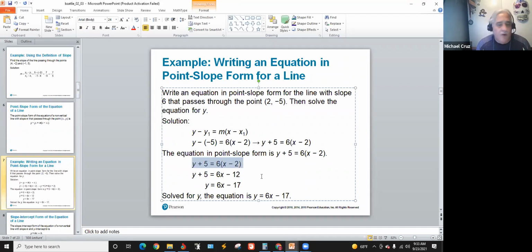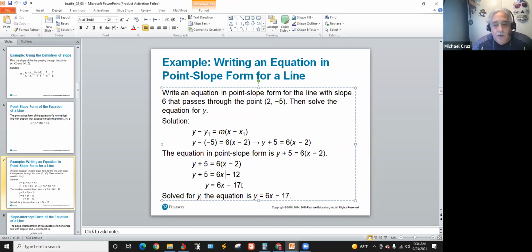Now, usually you're not going to want to keep it in that form. You'll put it in one of two forms, usually what they call the y equals mx plus b format. In other words, you solve it for y. So what you have to do is simplify this part. 6 times x is 6x. 6 times negative 2 is negative 12. And then the plus 5, you subtract 5 from 12 to get y equals 6x minus 17.